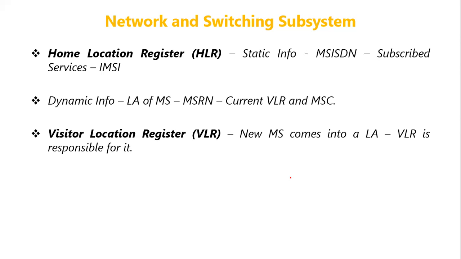The current VLR: currently he is connected with which VLR? If the user is staying in his home location, then he will be in his HLR location. But if he is traveling and staying somewhere else, then what is his current VLR, and which MSC does that VLR come under? All this information is also stored in the HLR. These are part of the dynamic information.